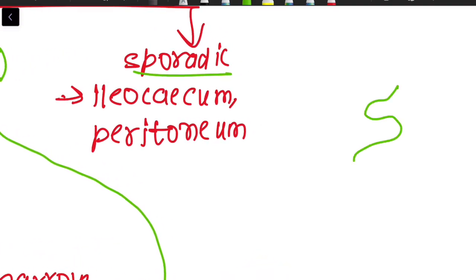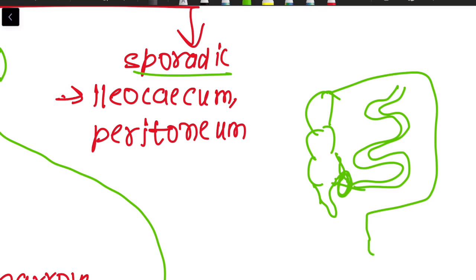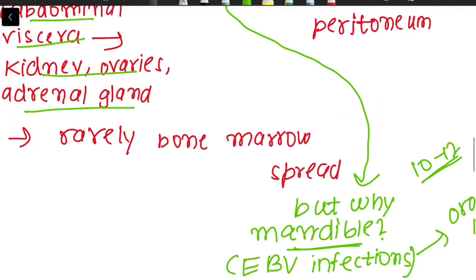Now, the intestine has three parts: duodenum, jejunum, ileum. So if this is the ileum, then it connects to the cecum, and the cecum part here is the ileocecal region. So now the intestine goes like this. You must be remembering from human anatomy. So this is the ileocecal region, and that is also involved, and the peritoneum region is also involved. Now, bone marrow spread is very rare.